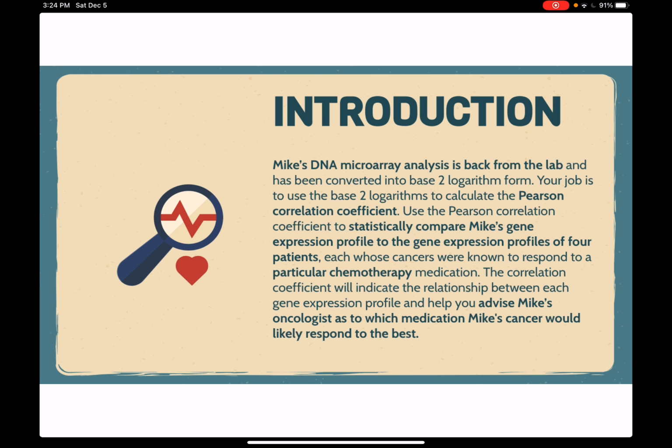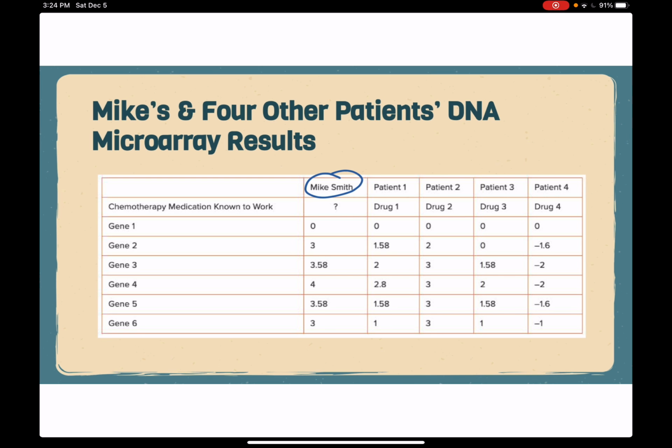So, here's the data we're going to be working with today. So you've got our guy Mike Smith here, and we don't know which chemo works for him. And then we've got information for 6 of his genes, and we've got the log base 2 number of the ratio of red to green of those colors. So, for example, 0 means that it's not turned on in either the healthy cells or the cancer cells. And you can see that that's for all these patients as well here. So we know that gene 1 has nothing to do with the cancer for Mike or these other patients.